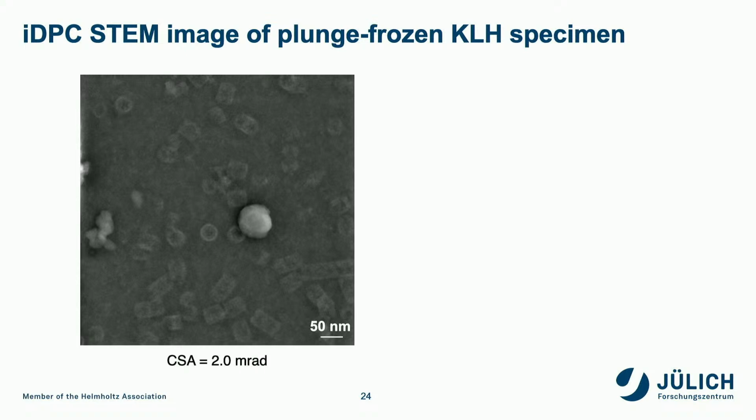So this is an image of vitrified KLH specimen, so keyhole limpet hemocyanin, also a test specimen of this very large barrel protein. And what you can see here, this is an image taken at this particular opening angle, 2 milliradians, and it has a very standing out strong contrast. That's one thing that you obviously see. You have the background ice, and then here you have a blob of contamination, ethane or so.